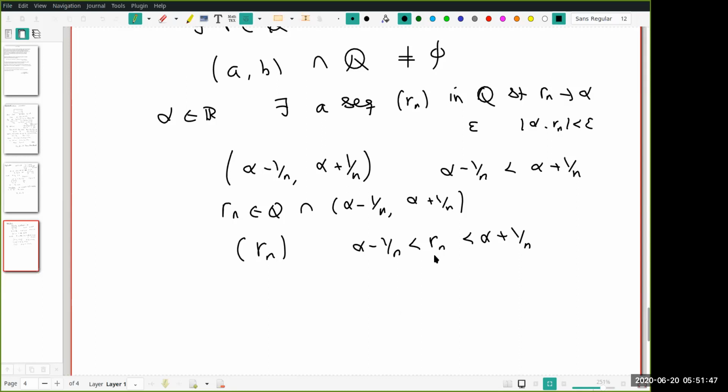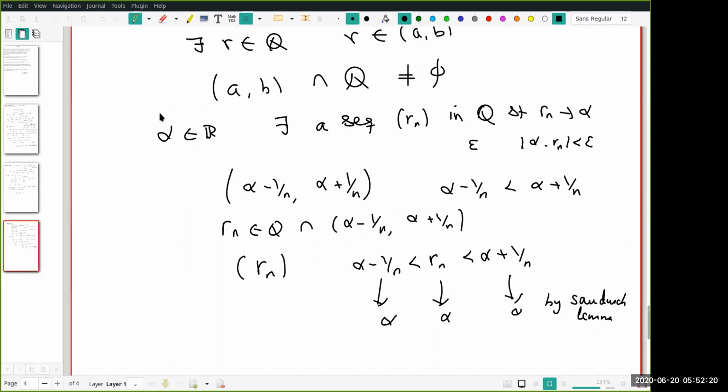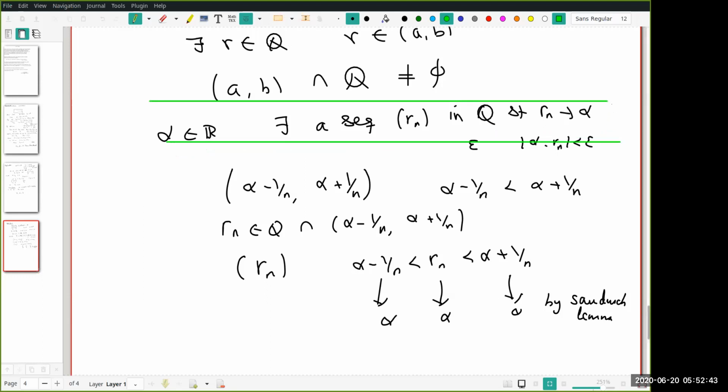Right? Now you see that this sequence of rational numbers Rn is sandwiched between these two sequences. Now, where does this sequence converge to? It converges to alpha. This also converges to alpha. Therefore, this fellow is forced to converge to alpha by the sandwich lemma. So, we have proved this theorem. What is the theorem? Given any real number alpha, I can find a sequence of rational numbers which converge to alpha. Is it okay?